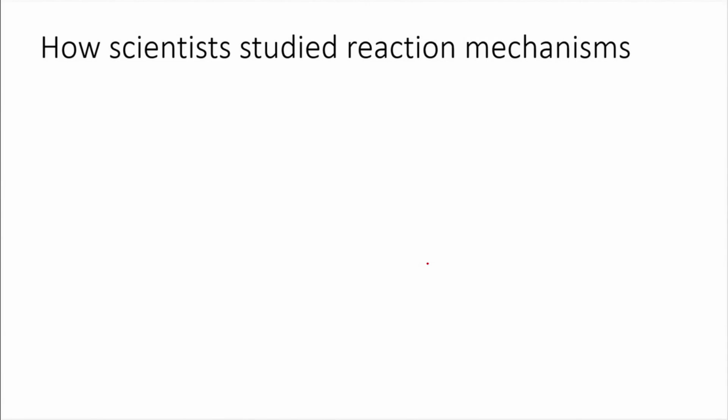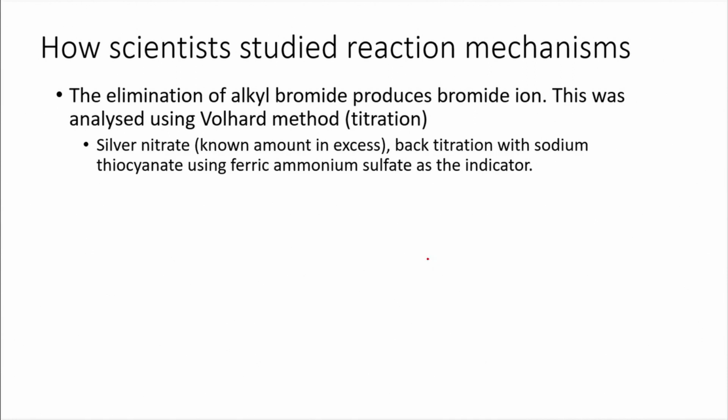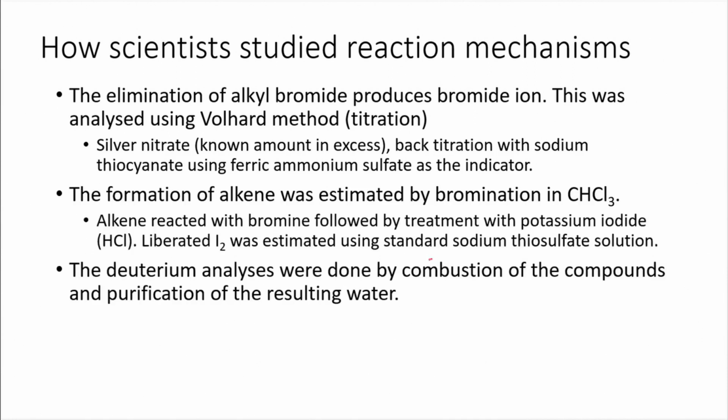And if you are curious to know how the scientists are studying the reaction mechanism, let us briefly look at how it is actually being done. So, in the case of elimination of alkyl bromide, this produces basically a bromide ion. So, when RX is eliminated, this gives an alkene and H plus and X minus. So, these are all the products which are formed in this reaction.